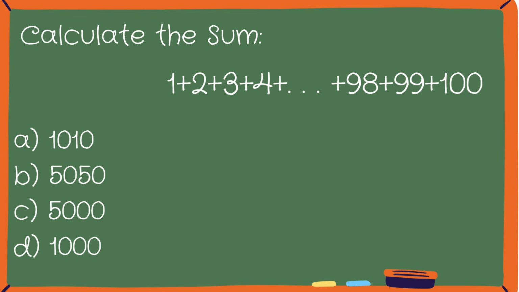Look, now we have the following exercise. We have the following sum to calculate. 1 plus 2 plus 3 plus 4 plus 5 plus 6, etc., up to the number 100. What is this sum from 1 to 100? Alternative A, 1010, B, 5050, C, 5000, and letter D, 1000. What is the answer to this exercise? I recommend that if you want to solve it, you pause the video right now, do the exercise, and write your answer in the comments to see if you got it right.